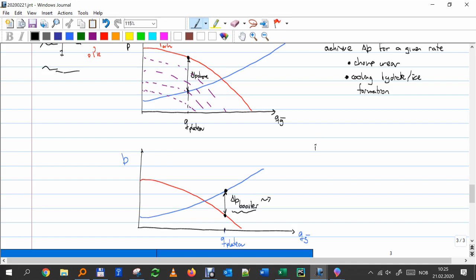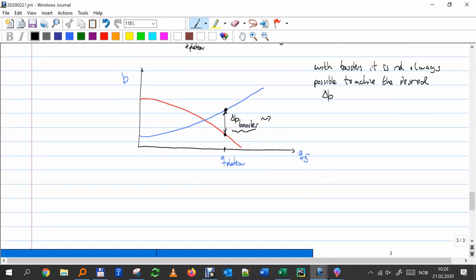So let's put here, with boosters, and this is a big difference with choke, with boosters, it is not always possible to achieve the desired delta P. Not always possible, okay? There comes a point where I won't be able to bridge that difference, okay? What are some of the problems we could have, or why are we not able to reach that delta P?